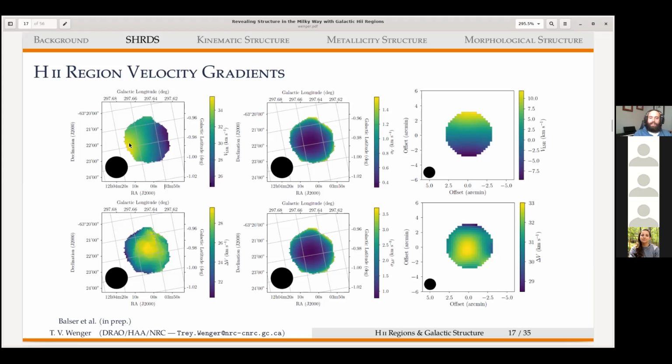So you can see that the gradient from one side here to the other is about 10 kilometers per second, whereas our uncertainty in any one pixel is much smaller than that, less than a kilometer per second typically. Similarly, the magnitude of the increase of the line width is much greater than our uncertainty.